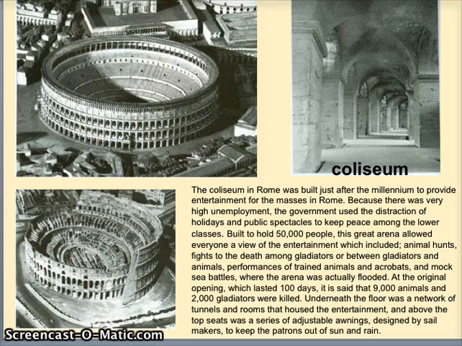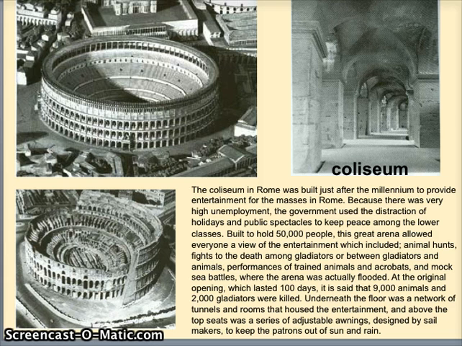Built to hold 50,000 people, this great arena allowed everyone to view the entertainment, which included animal hunts, fights to the death among gladiators or between gladiators and animals, performances of trained animals and acrobats, and even mock sea battles where the arena was flooded. At the original opening, which lasted 100 days, it is said that 9,000 animals and 2,000 gladiators were killed.